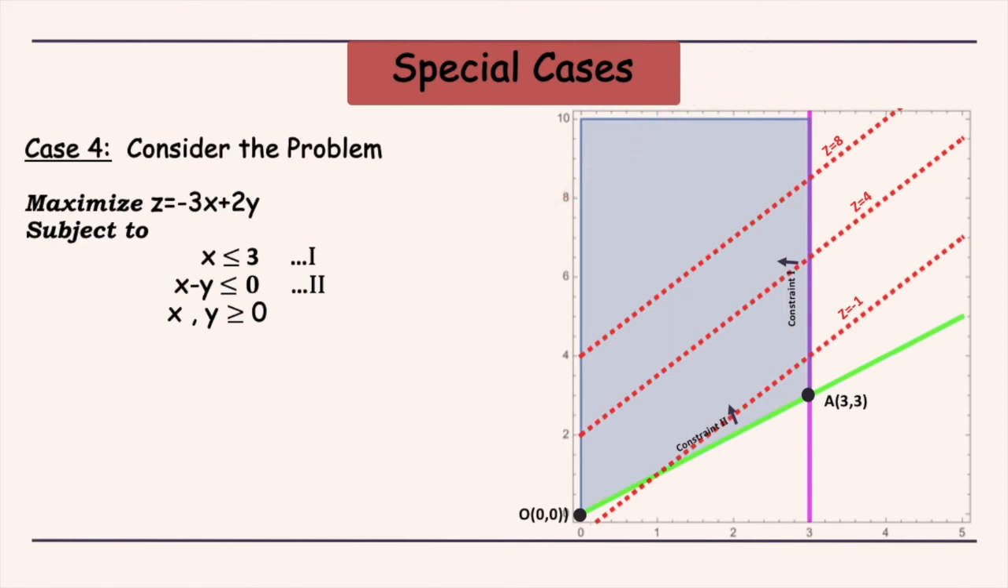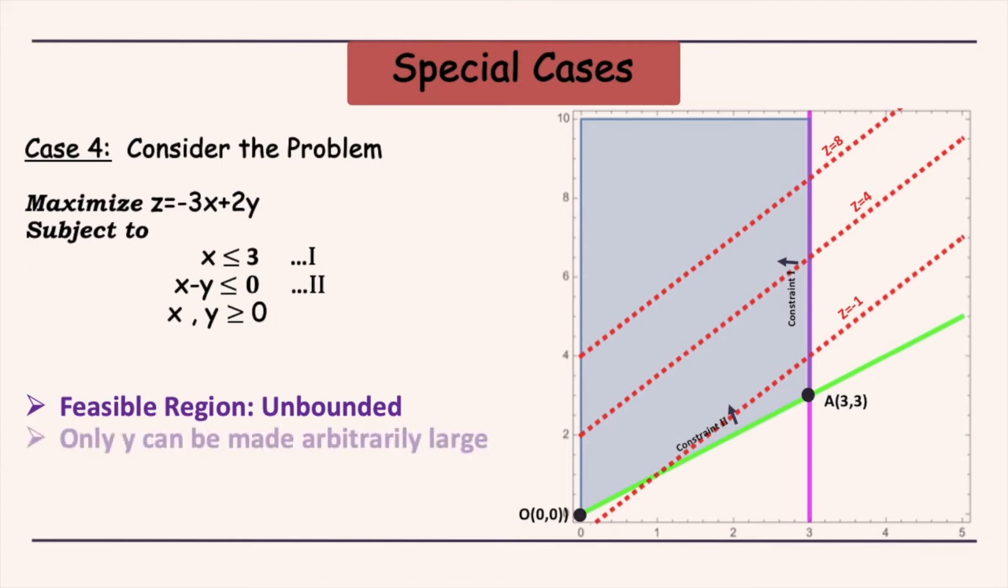So we can still remain inside the feasible region and make our z as big as possible. So let's see what all we can conclude for this problem. The first thing, obviously, our feasible region is unbounded. That is very clear from the diagram. The second thing is that here we can only make y arbitrarily large.